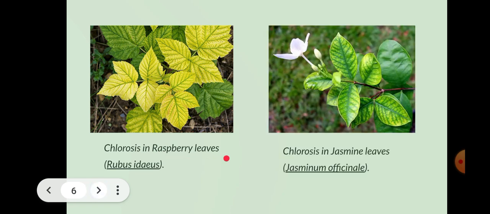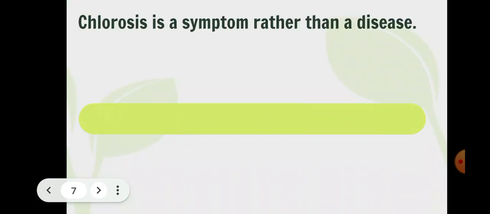Here is a picture that shows chlorosis in raspberry leaves, and the other one shows chlorosis in jasmine leaves. In the brackets, their scientific names are given. Now I will move towards a very important point, that is chlorosis is actually a symptom and it is not a disease.